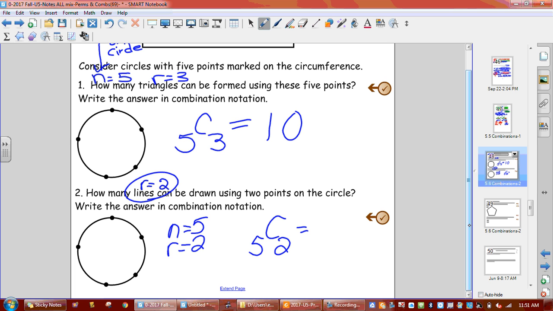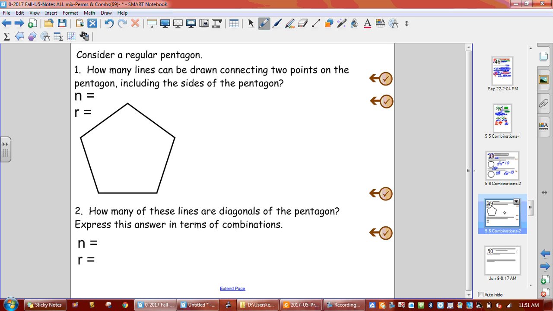Okay, now you've got a pentagon. Now we're talking about the diagonal vertice lines. So, how many lines, and we're talking about connecting the points on a pentagon. So that means the edge vertice points. Now, n is going to be 5 because we have 5 sides or 5 edge points. The R number, we're drawing lines. So what would R be then? 2, good. So it's going to be 5 choose 2. And what do we get for 5 choose 2? 10, good.